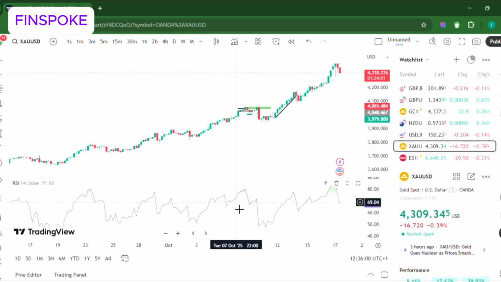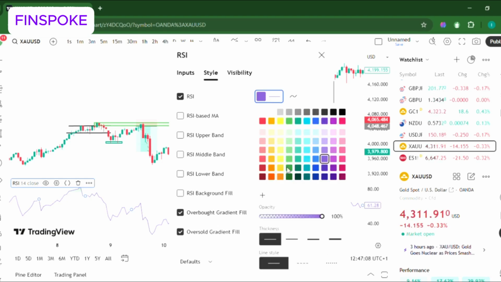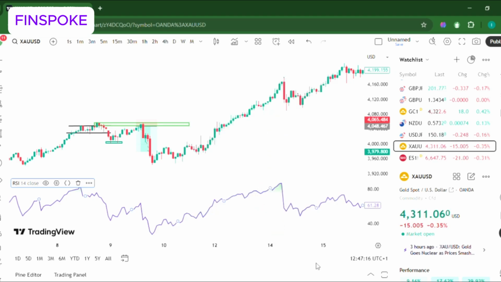Head over to the settings. You untick RSI moving average in case there is a moving average in yours. Untick upper band, middle band, lower band, and the background fill. Then you can thicken your line if you want for more visibility. You just click here and here. Then you click OK. Then you have a clean RSI on your chart.